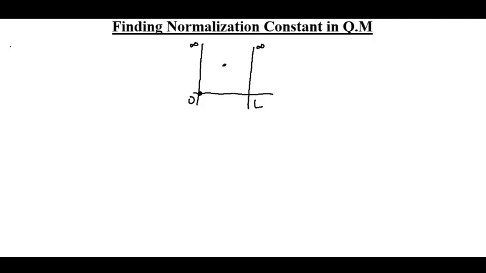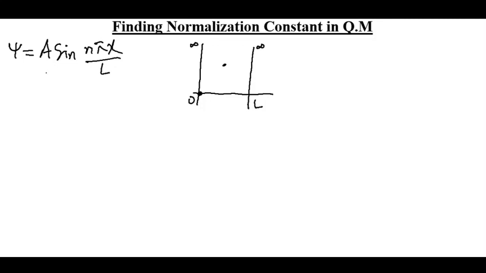The wave function which represents this particle can be written as psi is equal to A sine n pi x divided by L. This is the wave function which is carrying all the information of this particle. This A is the normalization constant. Now in this example, I will discuss the method of finding the actual value of this normalization constant.